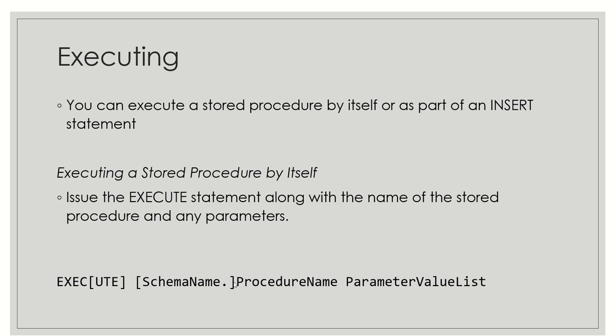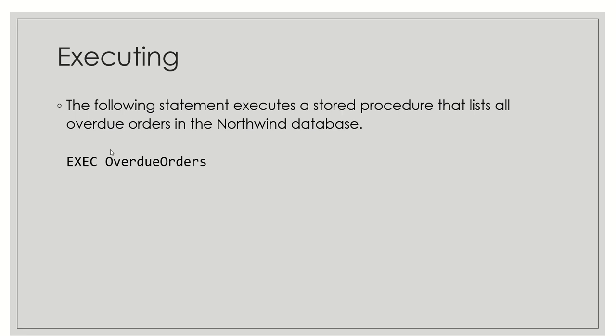The schema name is also optional. Usually this is DBO, but again, you can leave it out. Then the name of the procedure, and after calling the procedure, you would provide the list of parameters. Now, our example procedure, overdue orders, didn't have any parameters, so all we would need to do is call execute overdue orders.